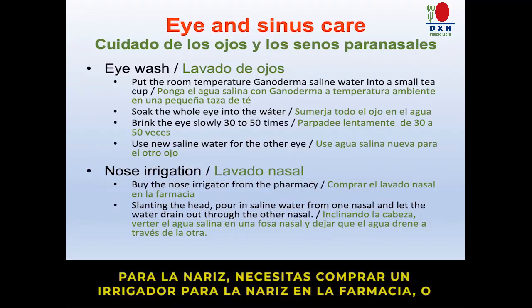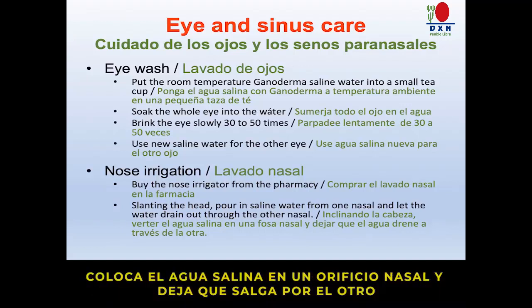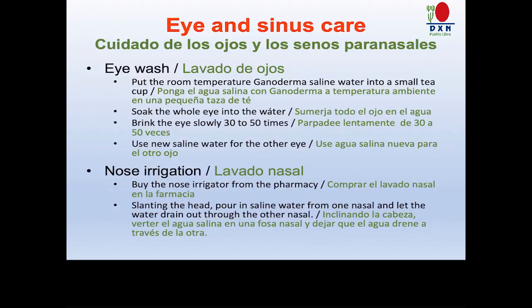Then for the nose, you need to buy a nose irrigator or nose drainage kettle from the pharmacy. You put in the solution, then you slant the head, pour the saline water into one nostril, and let the water drain out of the other nostril.